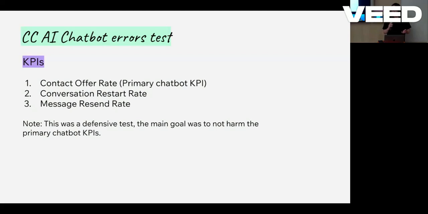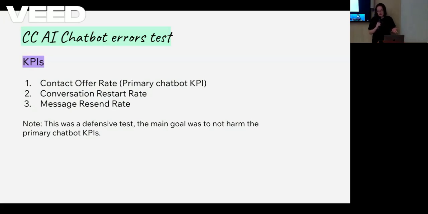From a business perspective, Wix wants the contact offer rate to be low, because the lower the contact offer rate, the fewer users get to experts and the less money it costs Wix. So there's a bit of a... That's the case. So in this, KPI is a lower number. In a defensive test, we don't want the contact offer rate to go up, because it means that the error message experience is confusing or frustrating for users. Does that make sense? Okay.